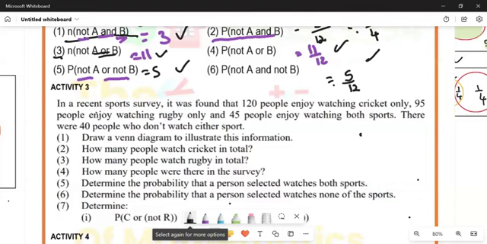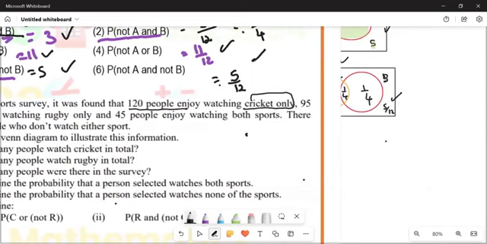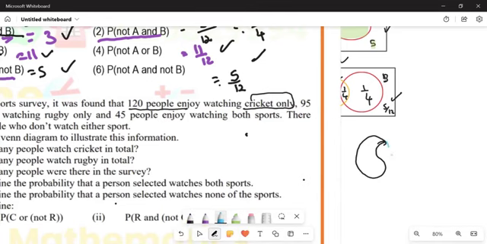Let's finish this one then. In a recent sports survey, it was found that 120 people enjoy watching cricket only. This is very important, this word only. Now we know from our previous example that when we speak about only, we're speaking about this part. We don't touch the part of the intersection. So when we speak about only, we're going to be concentrating only on this part.